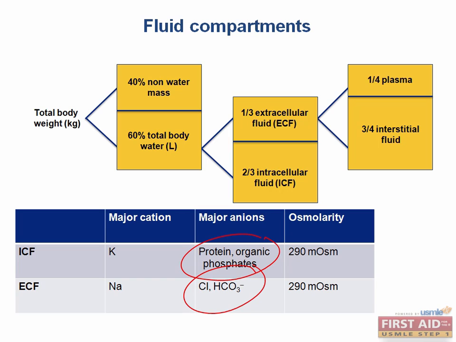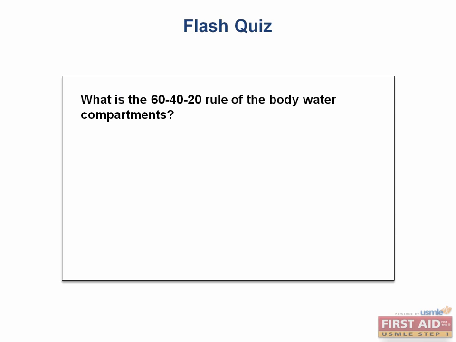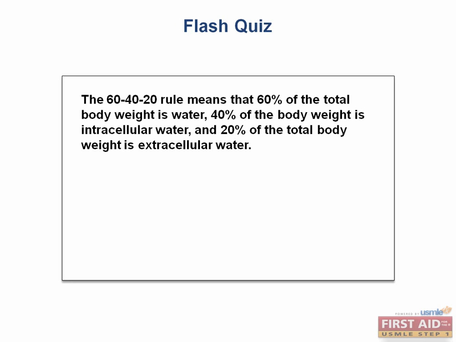Let's try another practice problem. What is the 60-40-20 rule of the body water compartments? The 60-40-20 rule means that 60% of the total body weight is water, 40% of the total body weight is water inside the cells, and 20% of the total body weight is water outside the cells.